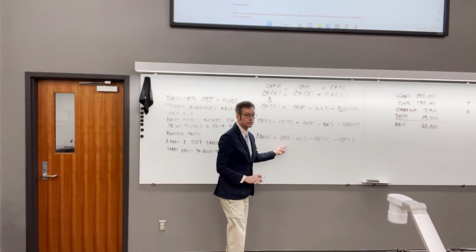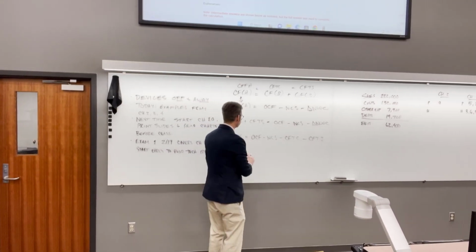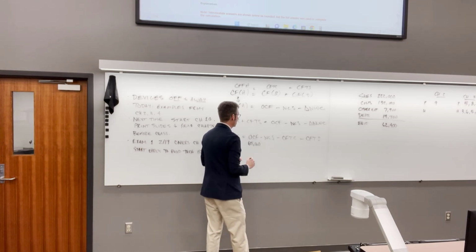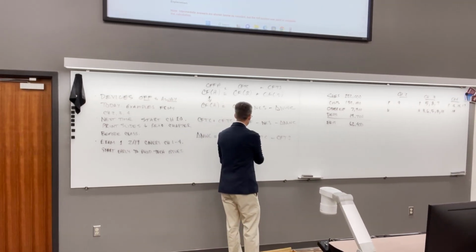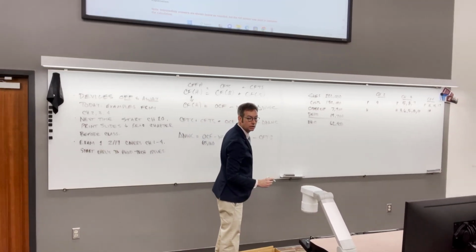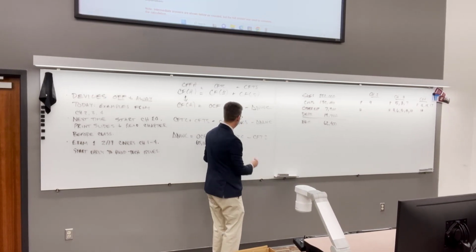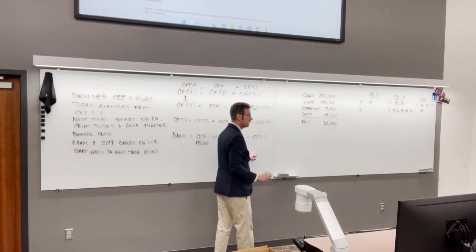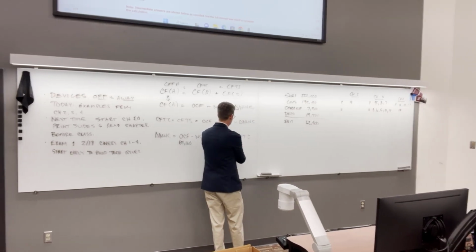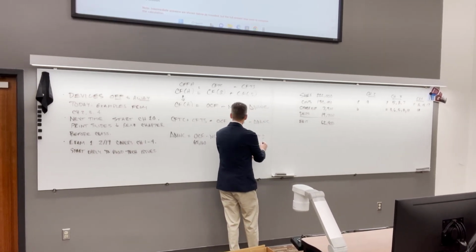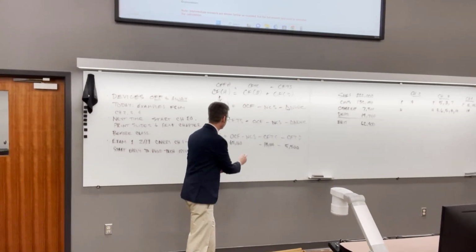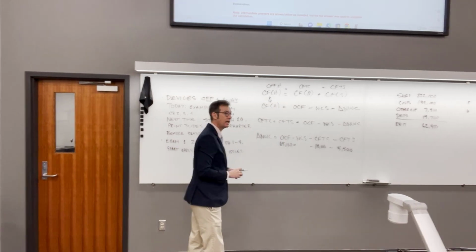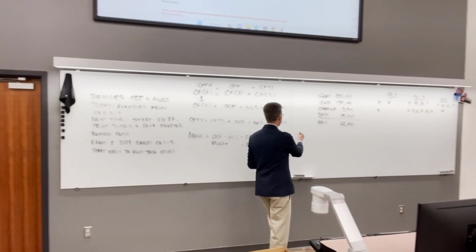Do we know OCF? Yeah. Do we know cash flow to creditors? It's 18,000. Yeah. Do we know cash flow to shareholders? So the only thing we're missing here is this NCS. Anybody have any idea how we're going to get net capital spending?